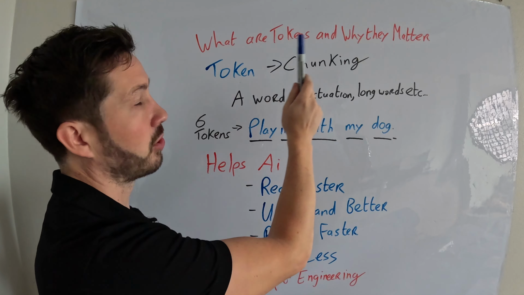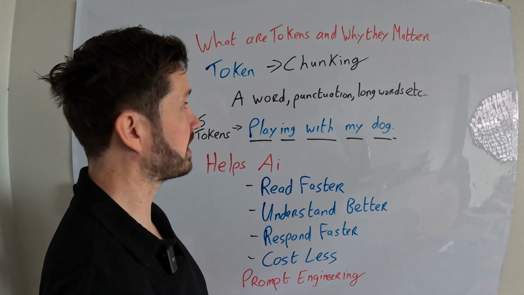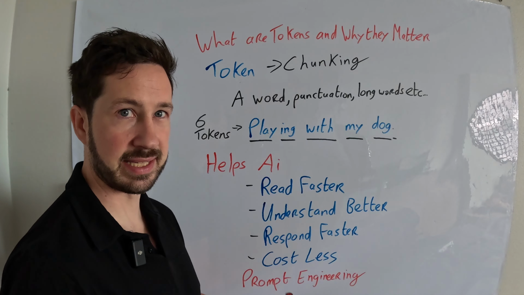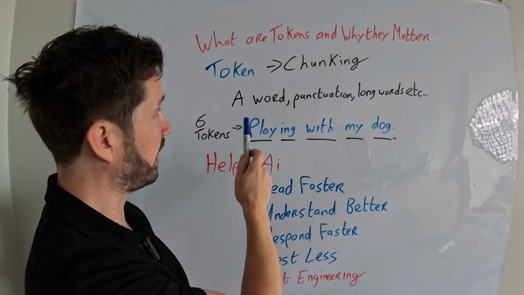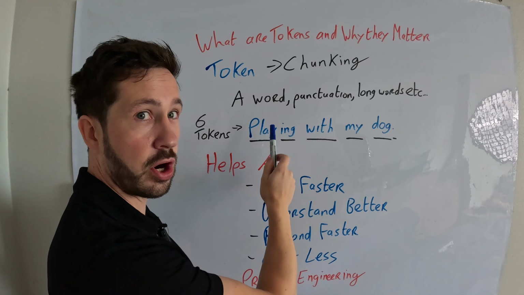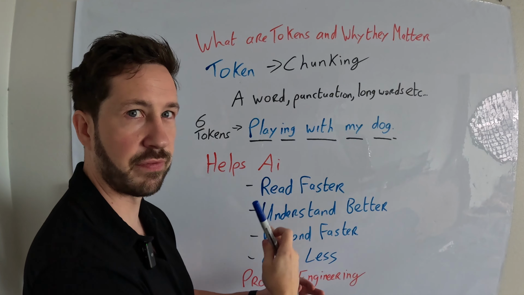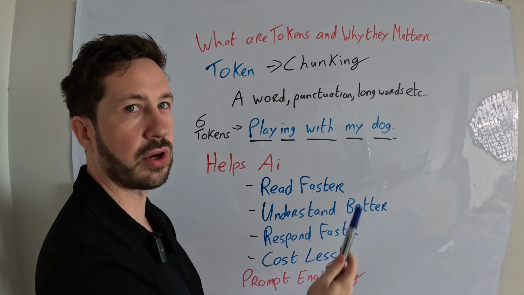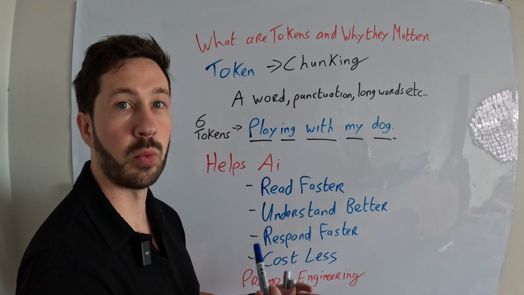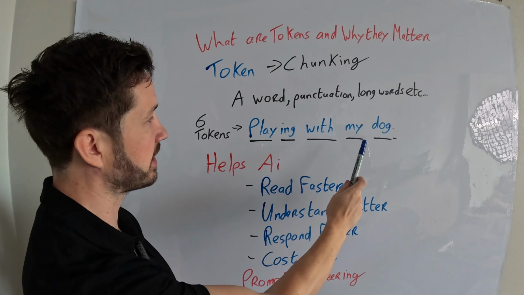Okay, so what are tokens and why do they matter? Tokens are extremely important to understand, at least in a simplistic view, when you're dealing with generative AI. A token is basically things like a word, or punctuation like a period or full stop. Long words could be broken into two tokens, and other things like emojis could be one token. So here's an example.